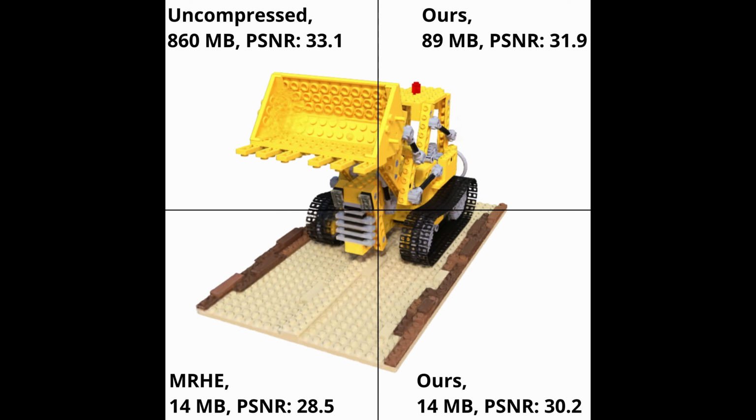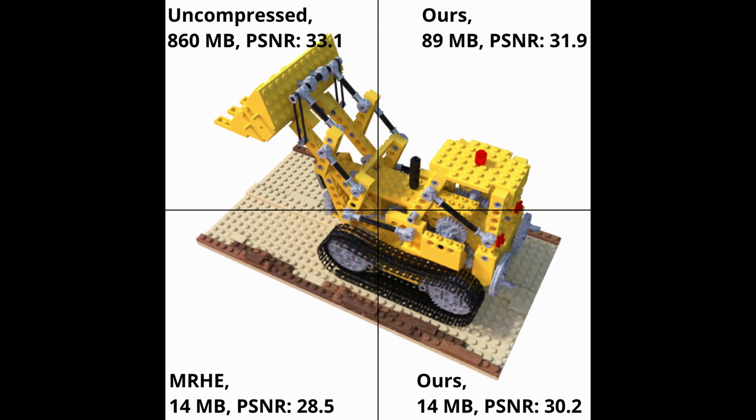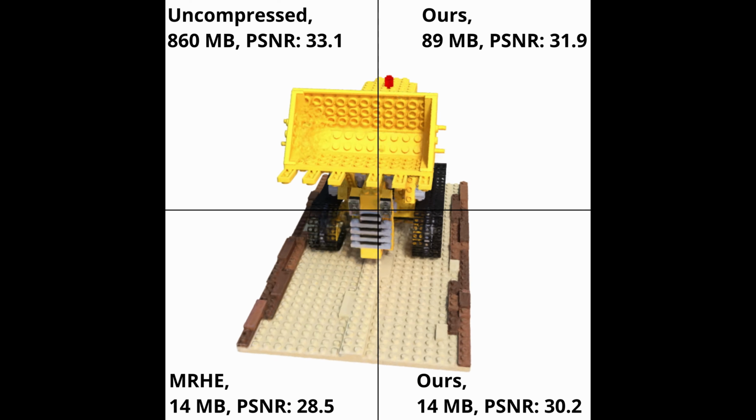The video shows the comparison between the reference uncompressed grid on the top left and the multi-resolution hash encoding compressed grid on the bottom left.